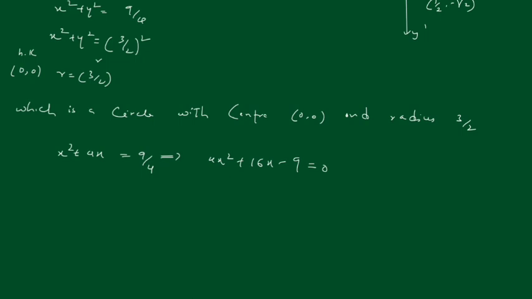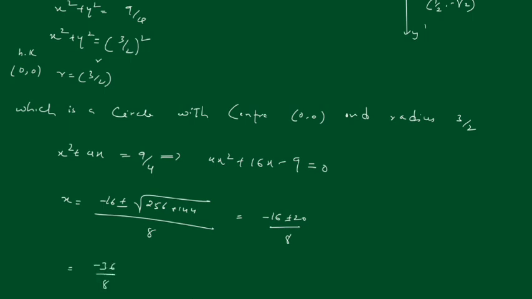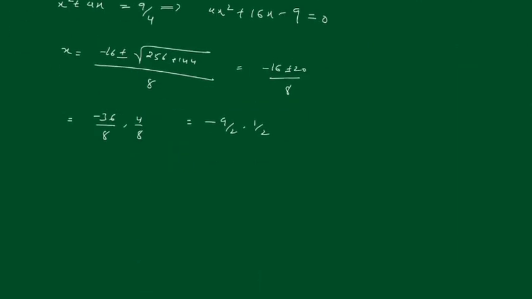So finally what we get, x equals minus 16 plus or minus under root of 256 plus 144, upon 8. So minus 16 plus or minus 20 by 8. Simplifying, we get the values minus 36 by 8 and 4 by 8, which is minus 9 by 2 and 1 by 2, right? The negative value we neglected, only the positive value 1 by 2 is considered, because x equals minus 9 by 2 is not possible.